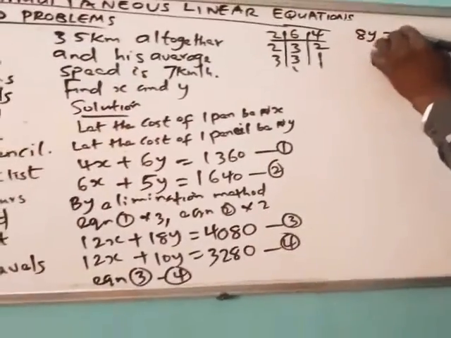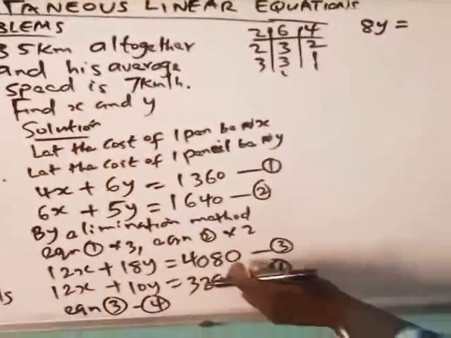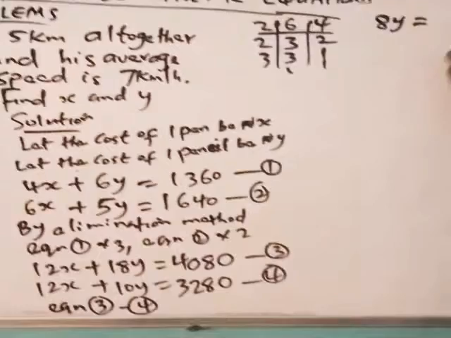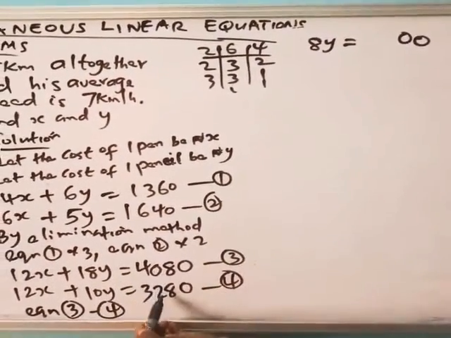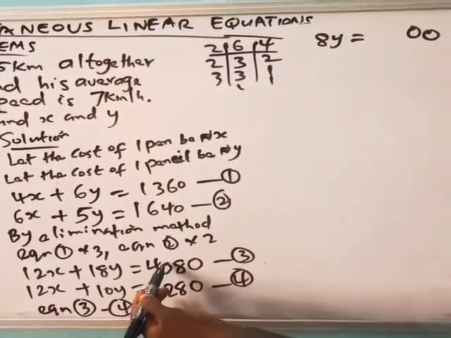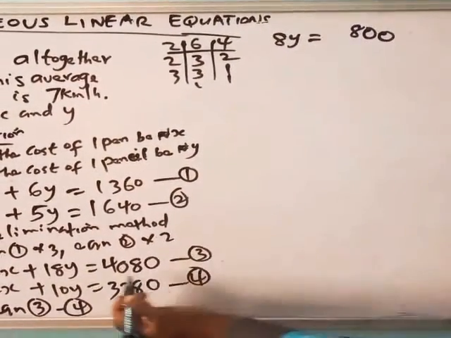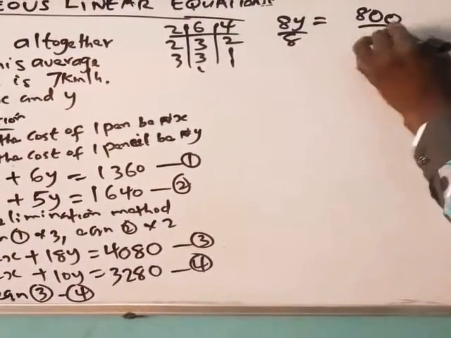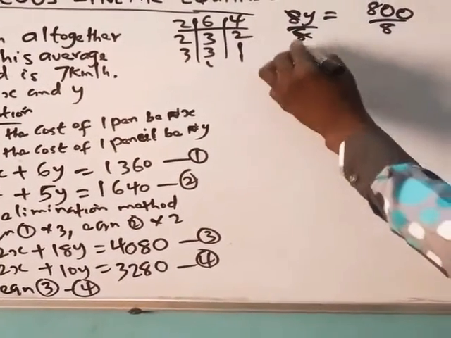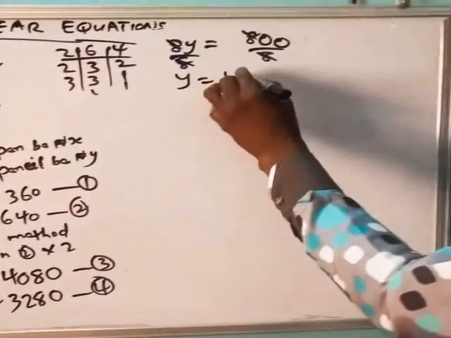So 8y is equal to, then you subtract this, 0 minus 0, that's 0. 8 minus 8, 0. 0 minus 2, borrow 1, that's 10. 10 minus 2, 8. And here remains 3. 3 minus 3, 0. So to get y, divide both sides by 8. So 8 divided by 8 is 1, so y is 100.